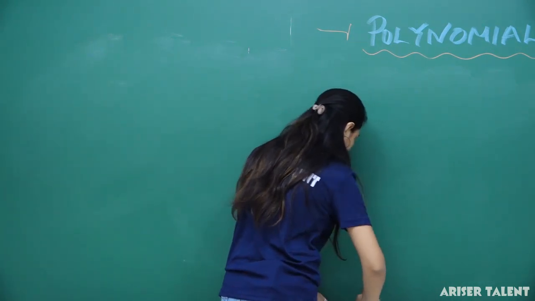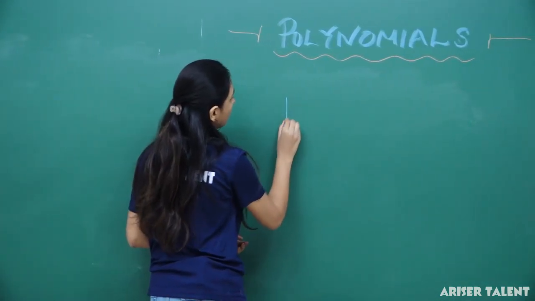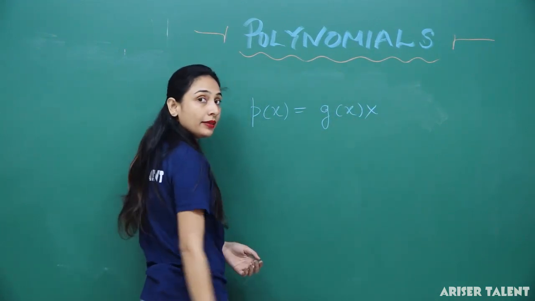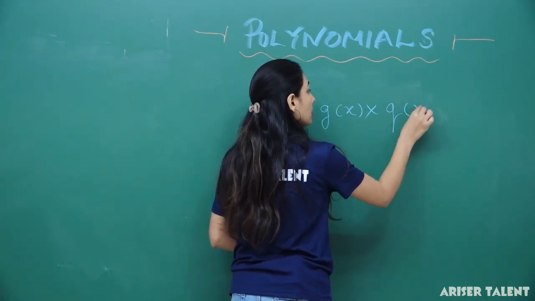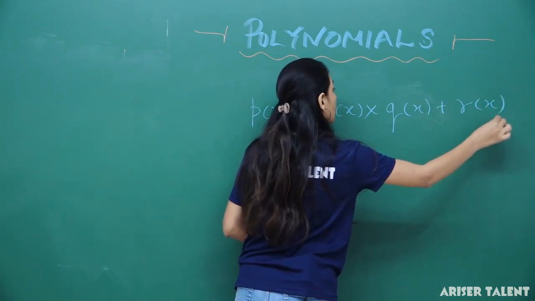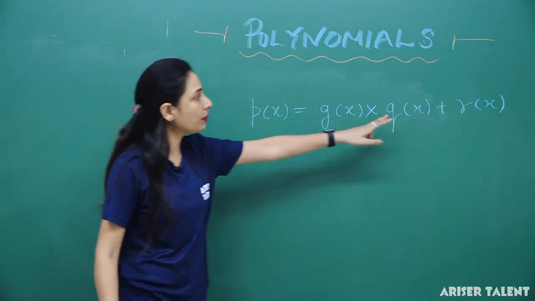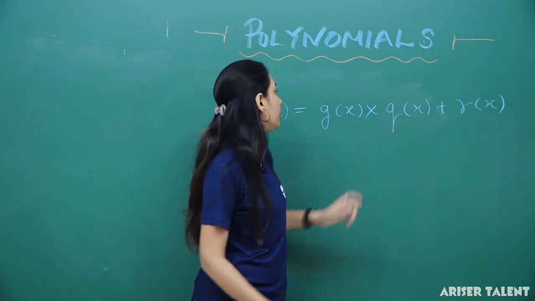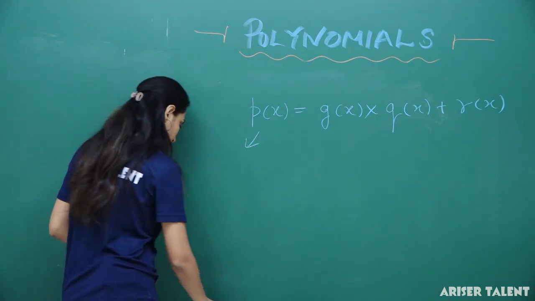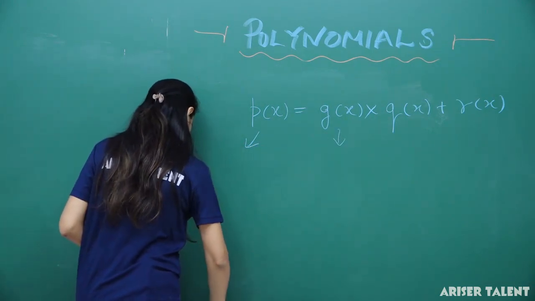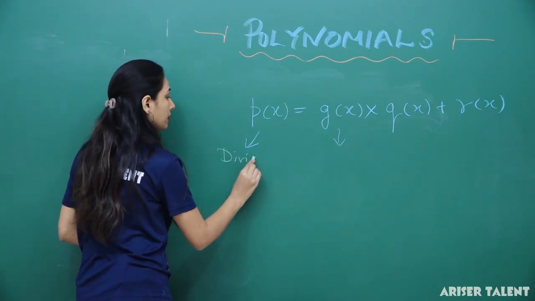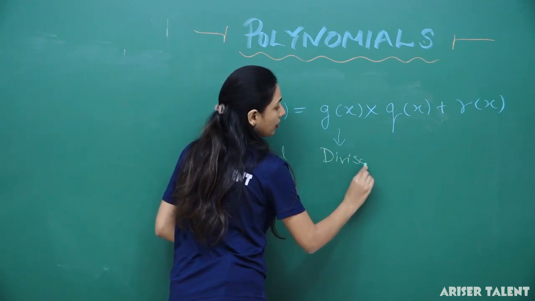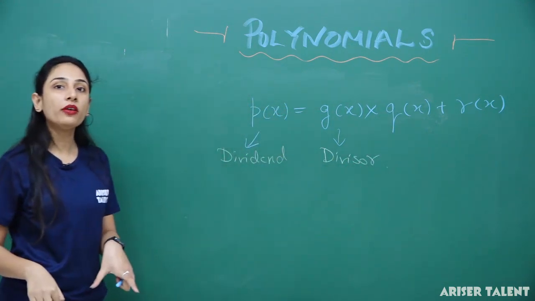This has told you, as I have told you, that this p(x) will be equal to g(x) multiplied by q(x) plus r(x). This is by symbol only: this is the quotient and this is the remainder, q for quotient and r for remainder. Now this is your dividend and this is your divisor.